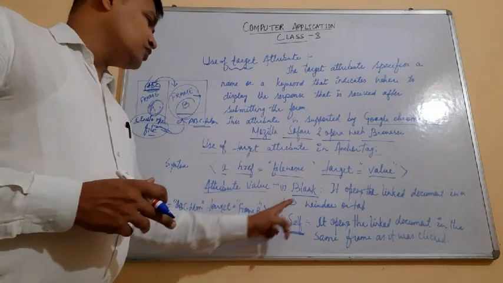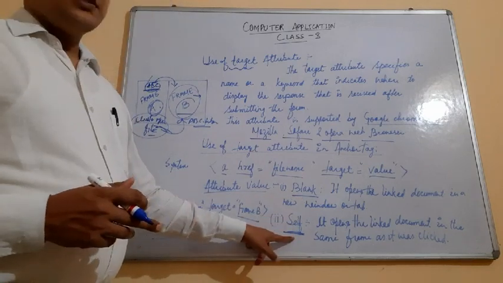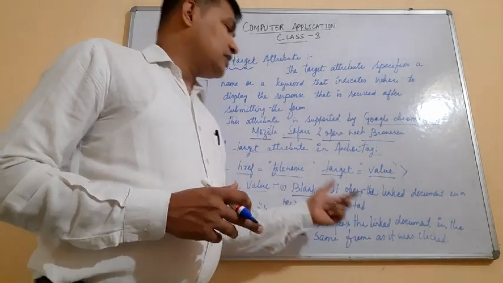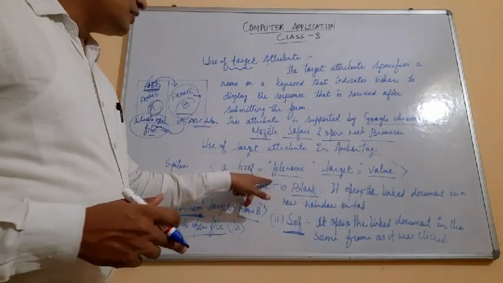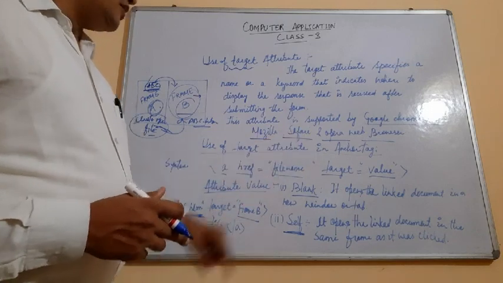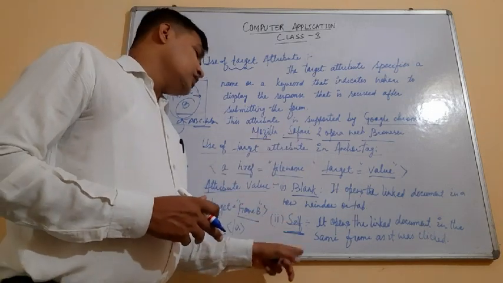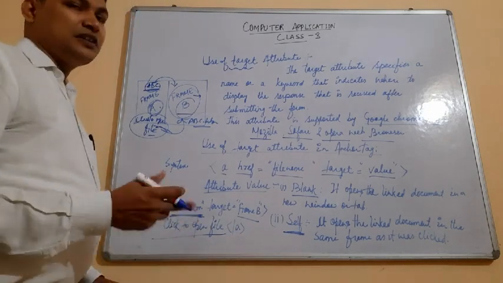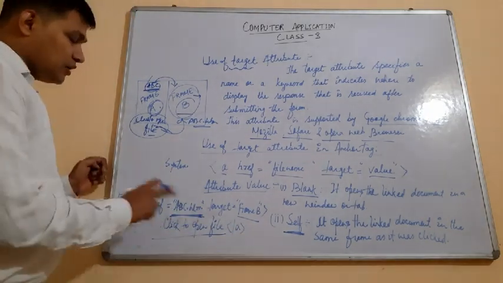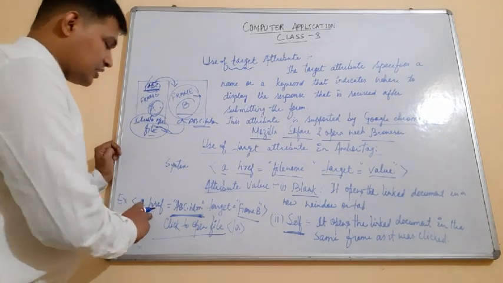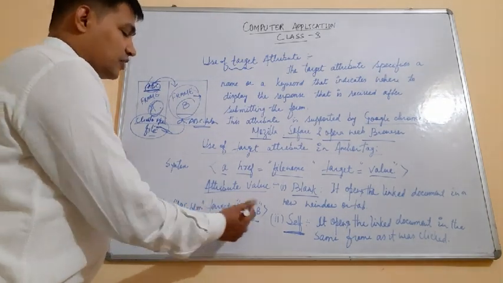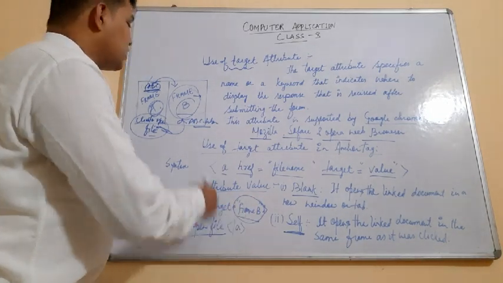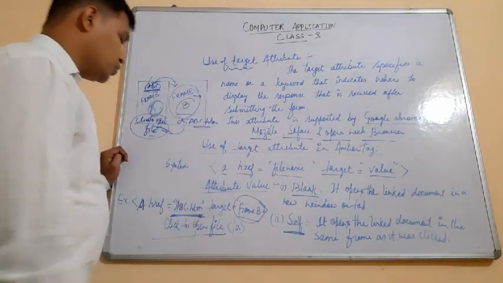There are two different values. The first one is blank and the second one is self. When you assign blank, it will open another blank tab, and it will display the targeted file. And if you define the self value, it will open in the same window. So the example I have given here, a href equal to abc.html, you must define the target name. I have defined the target name frame 2, that means it will open in frame 2.